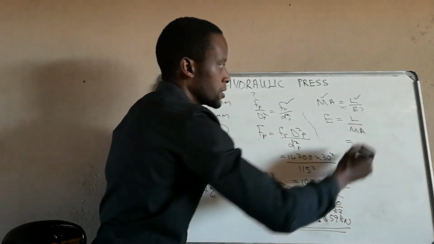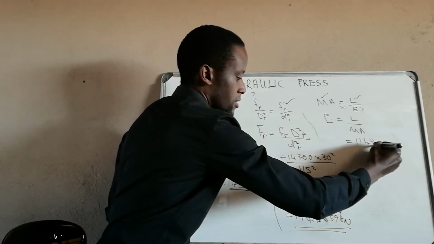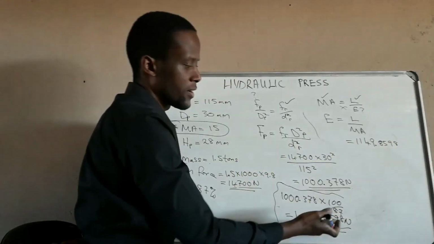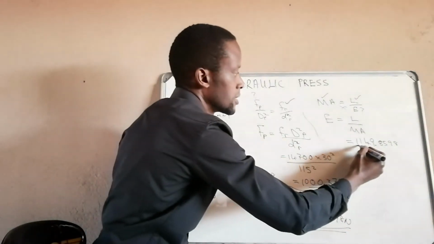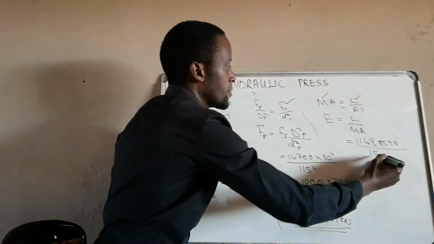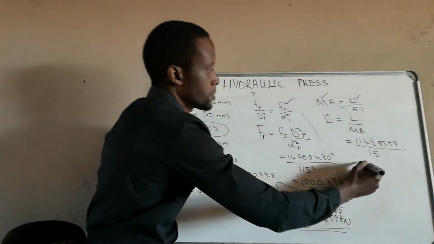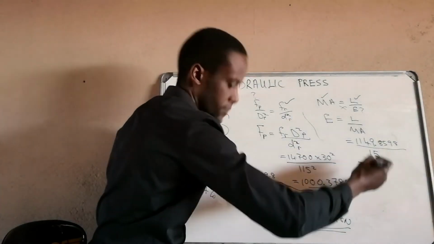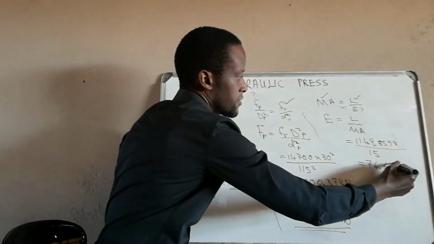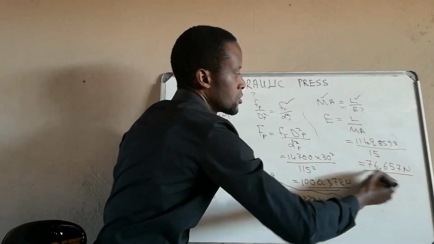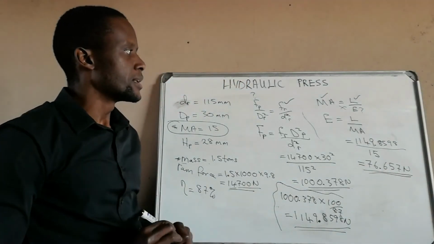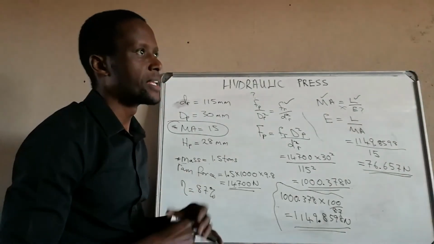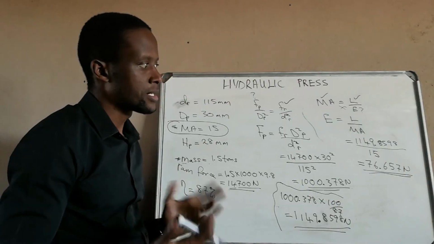So we'll be taking our load, the 1149,8598. Usually we leave our answer to 3 decimals, but I'm just doing that, so it's still fine. Divided by our mechanical advantage, which is 15, and we get our answer as 76,657 newtons. So this will be the effort that we will need to apply on the ram side, or on the lever of the ram. So that is what we'll be doing.